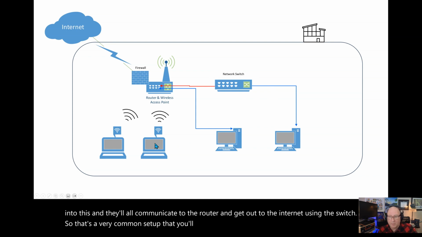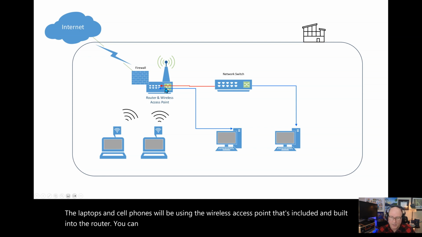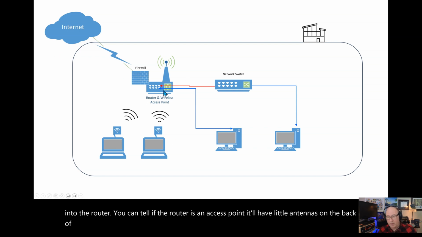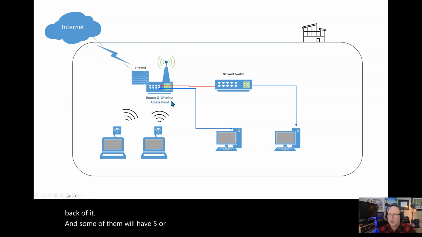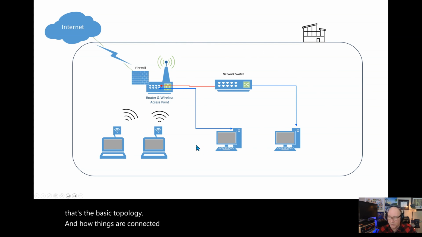The laptops and cell phones will be using the wireless access point that's included and built into the router. You can tell if the router is an access point. It'll have little antennas on the back of it. And some of them will have 5 or 6 antennas on them. You'll just have to look and see. So that's the basic topology and how things are connected together at a small business.